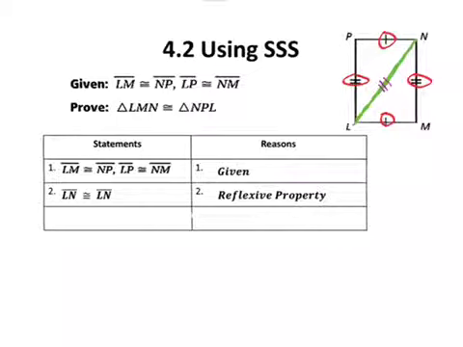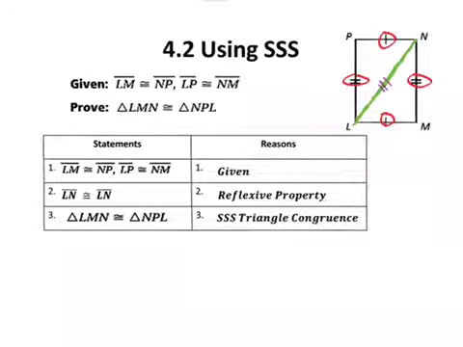Now we have all three sets of sides for the triangle. Therefore, we can say that the two triangles are congruent by side, side, side triangle congruence. And that's it.